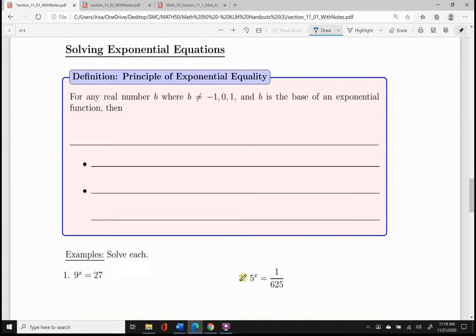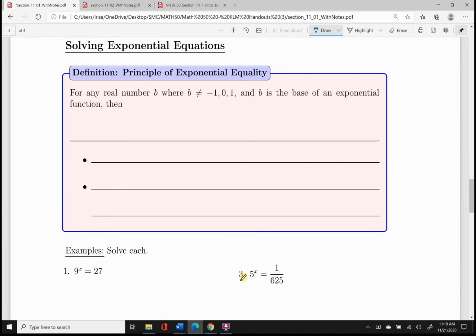Now let's go ahead and introduce a new rule, a principle, if you will, that's going to help us solve exponential equations. And it's called the principle of exponential equality. And it goes like this. For any real number b such that b is not negative 1, 0, or 1, and it's the base of an exponential function, then here's the rule. B to the m power, if it's equal to another exponential expression of the same base but a different exponent, if this is something that you're given, then you get to conclude that the exponents are equal to each other. It's kind of like you're canceling out the bases.